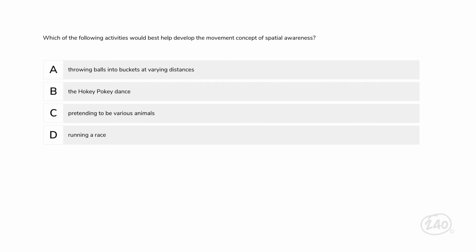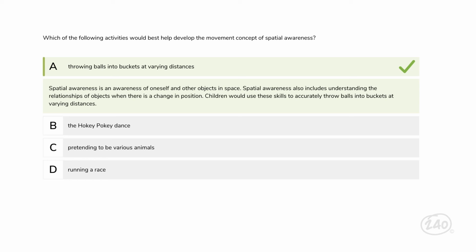Let's finish up with a PE question. Which of the following activities would best help develop the movement concept of spatial awareness? Spatial awareness is an awareness of oneself and other objects in space. Spatial awareness also includes understanding the relationships of objects when there is a change in position. Children would use these skills to accurately throw balls into buckets at varying distances. Now that's just a small sampling of practice questions to give you an idea about how these concepts are assessed on the test. For even more info, click the link below.